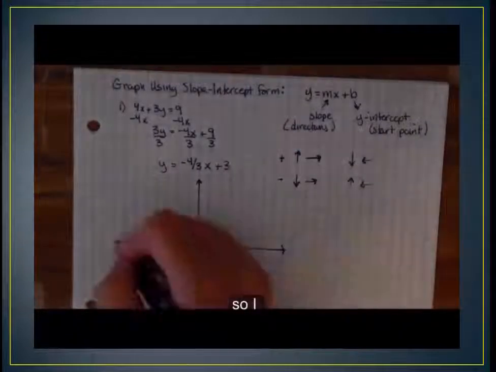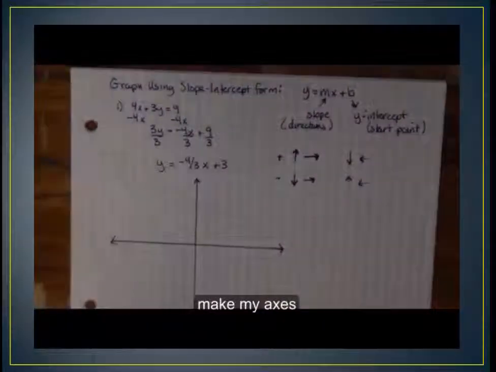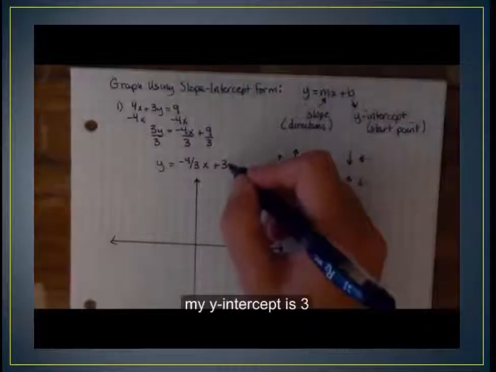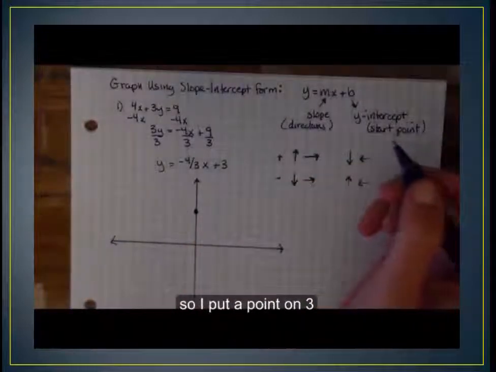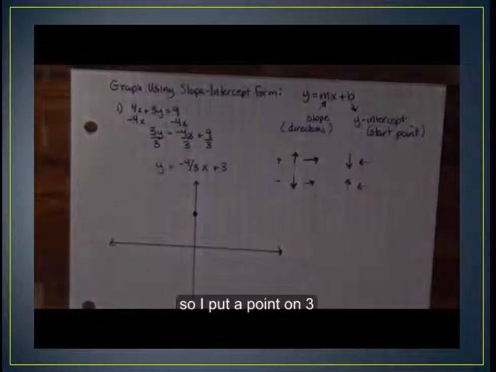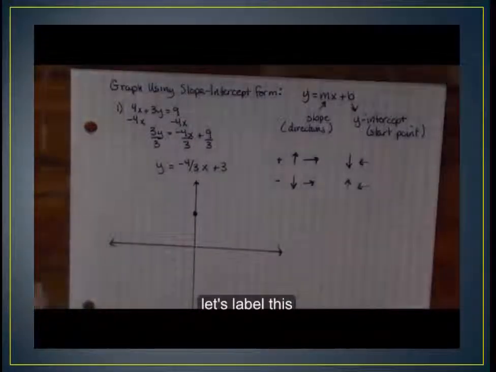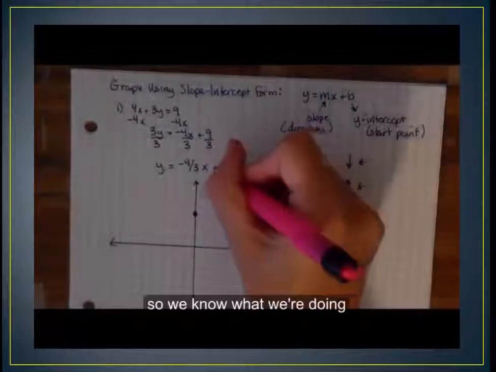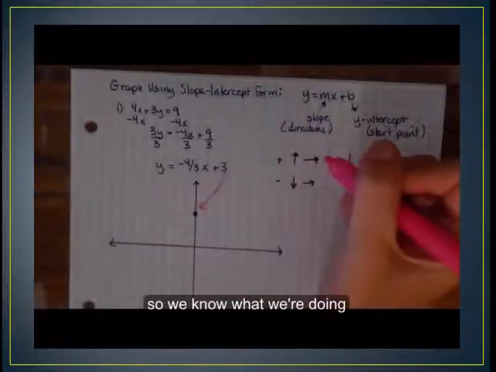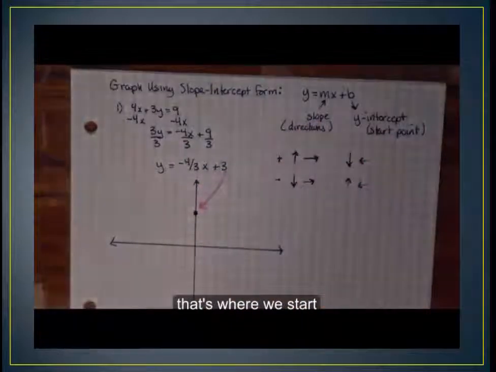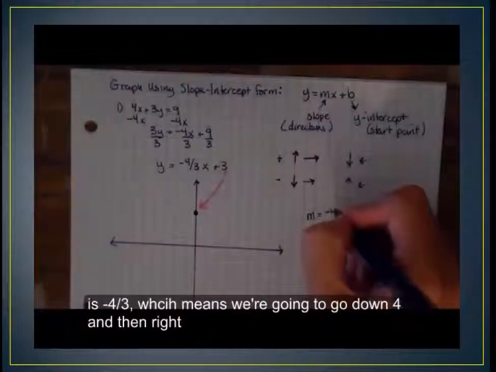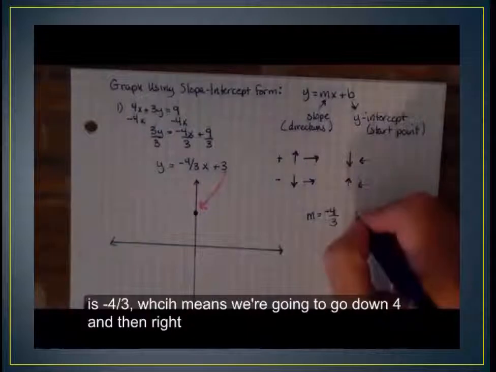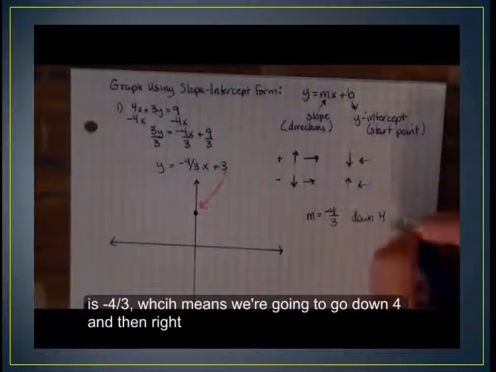So I make my axes. My y-intercept is 3. So I put a point on 3. Let's label this so we know what we're doing. That's where we start. And then our slope is negative 4/3, which means we're going to go down 4 and then right 3.